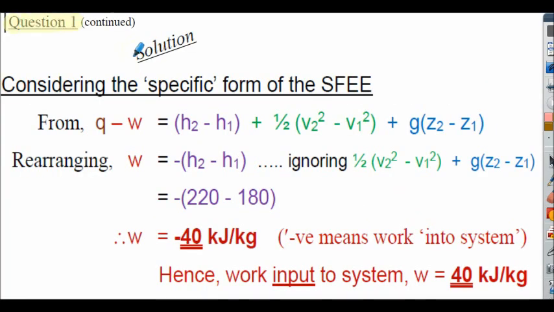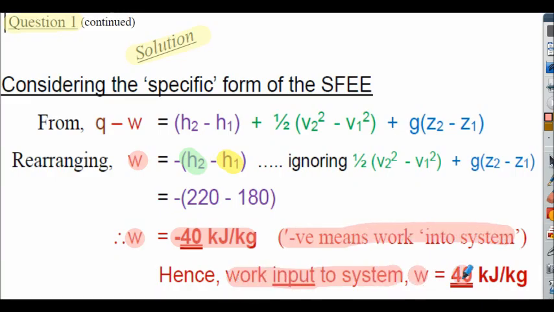Question 1, solution continued. So we end up with a nice concise formula for work done, essentially the difference between the output and input enthalpy values. Notice the solution is worked through in terms of kilojoules here. It's negative 40 kilojoules per kilogram. So negative means work input to the system, hence the work input W is 40 kilojoules per kilogram.